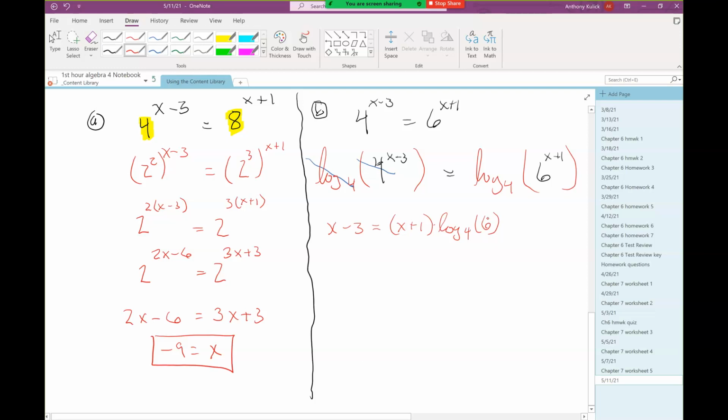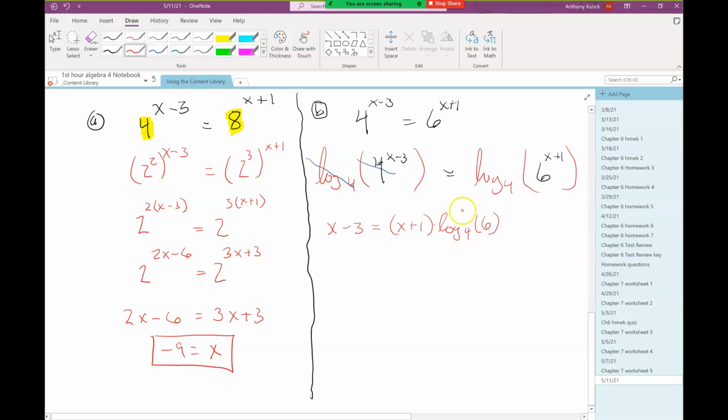Everybody's okay with that? That log base 4 of 6 is just some decimal. It's like 1.2375961, yada, yada, just some big, long decimal. Doesn't matter to us right now what that number is, but we need to remember that it's just a number. It's not a variable. It's like the square root of 2. Everybody's okay?